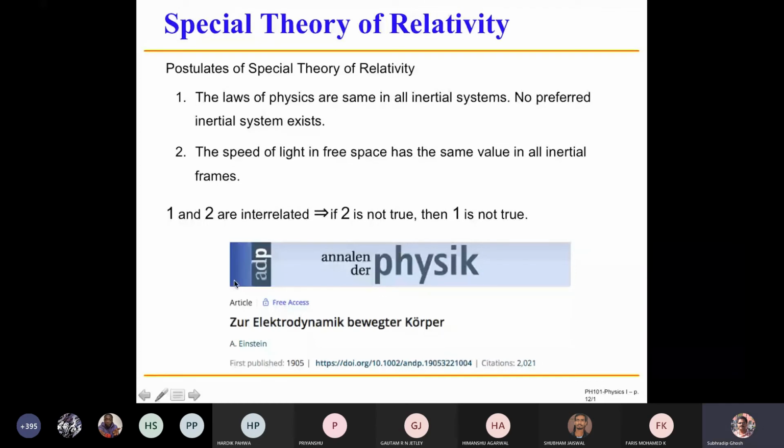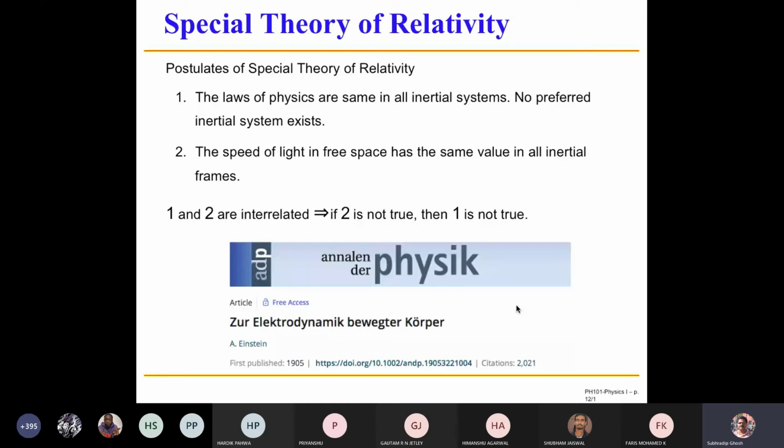This is just a snapshot of the paper. It's written in German. You can see the publication year. It's 1905. Okay, all right. So fine. These are the postulates, and in fact, this was a completely new idea challenging our intuitions, all kinds of hitherto understanding of the physical world.